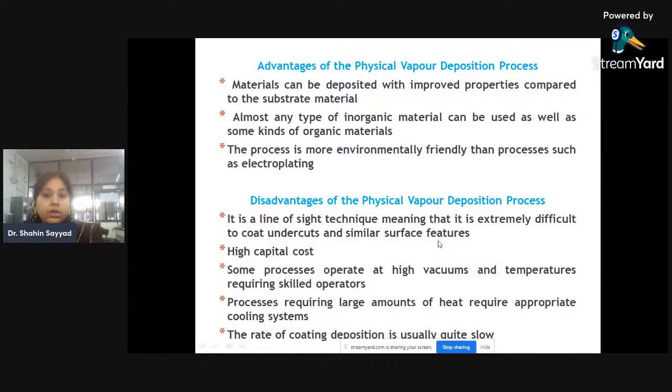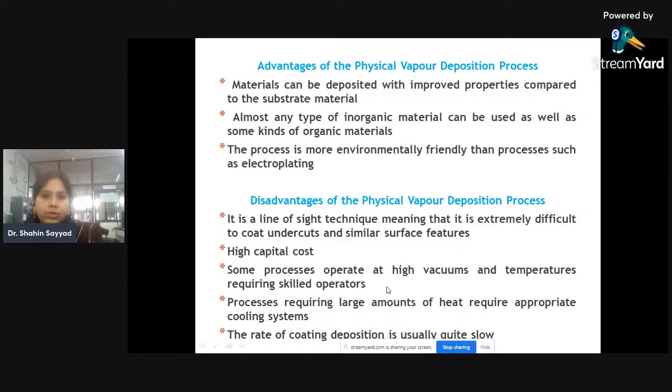Okay. So, because the coating depends upon the transportation, the number of atoms reaching the surface is different every time. So, it is difficult to have similar surface features all the time. It requires high vacuum. It requires a high energy source of ion beam or electron. So, the capital cost is very high. Okay, it requires a high vacuum and higher temperature, so it requires a skilled operator.